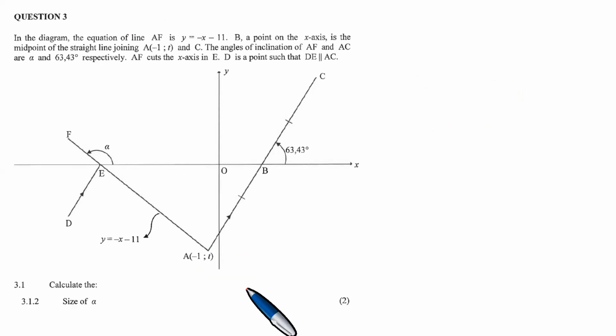In the diagram, the equation of line AF, here is the point A, and here is F, and B is a point on the x-axis, etc. We read all that story. You need to calculate now the value of the angle alpha. What is the size of the angle alpha? Okay, let's do that one.